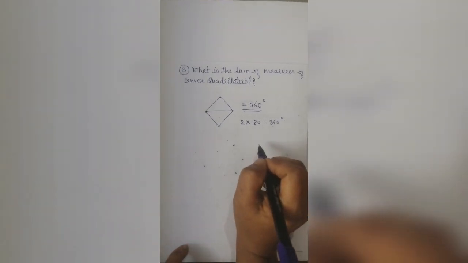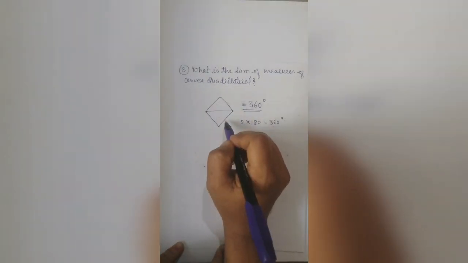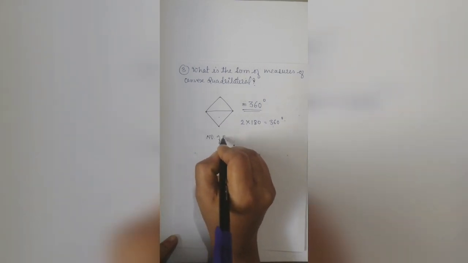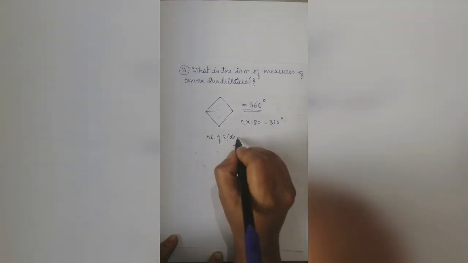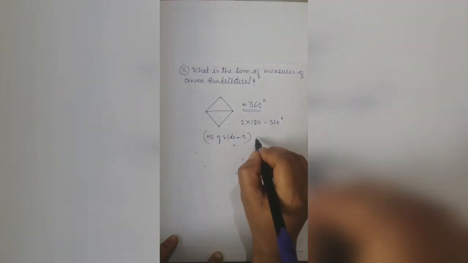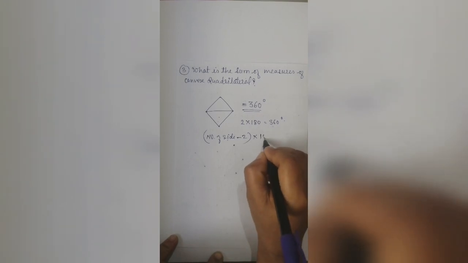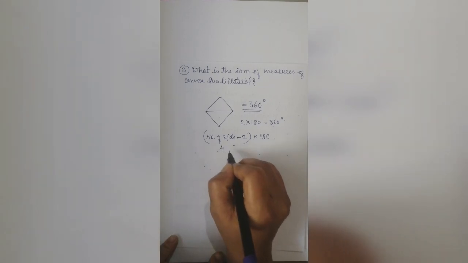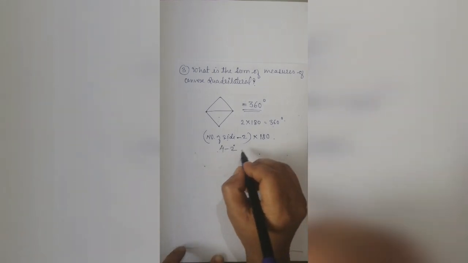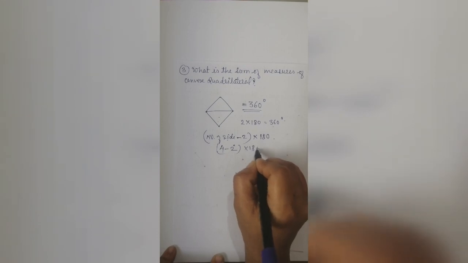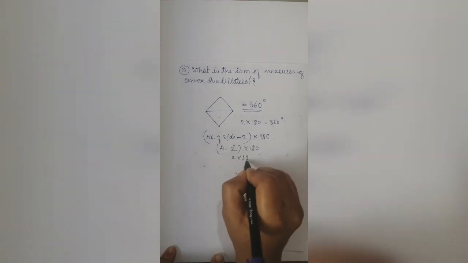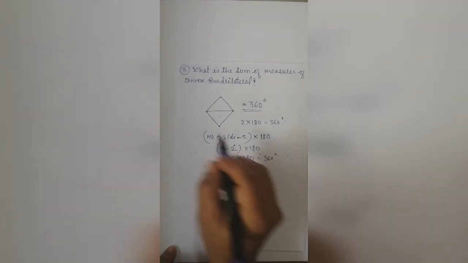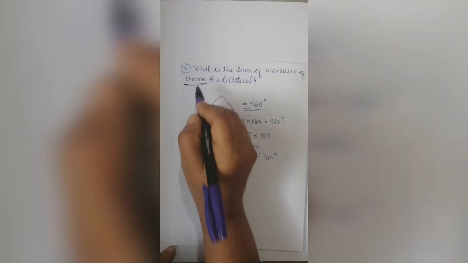Okay, with this also, suppose the number of sides is 1, 2, 3, 4. There is another formula, that is the number of sides, which I have already explained, minus 2, multiplied by 180. Here the quadrilateral has 4 sides, so 4 minus 2, multiplied by 180. That means 2 multiplied by 180 is equal to 360 degrees. Now this is for the convex quadrilateral.